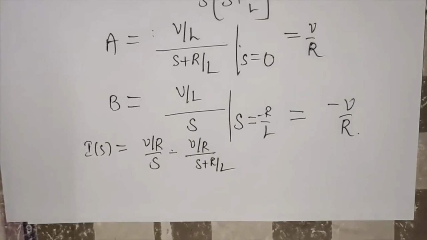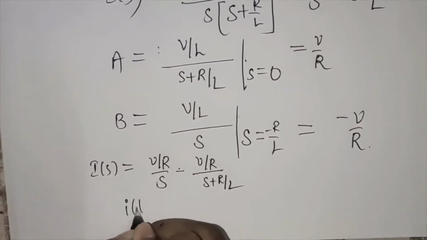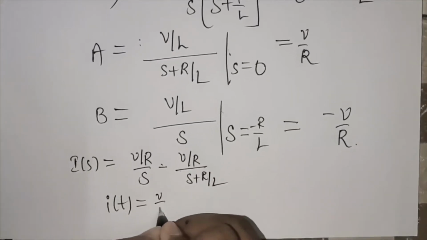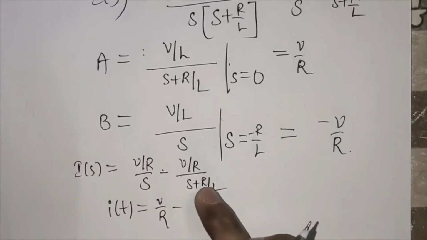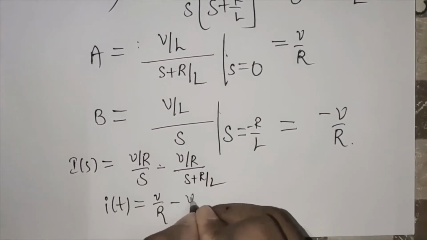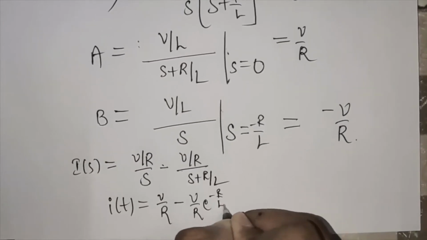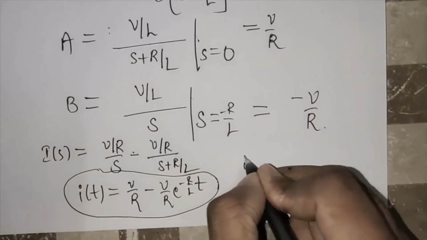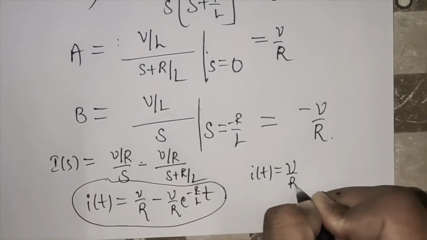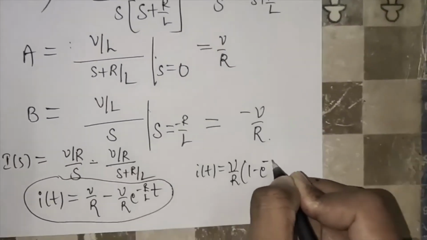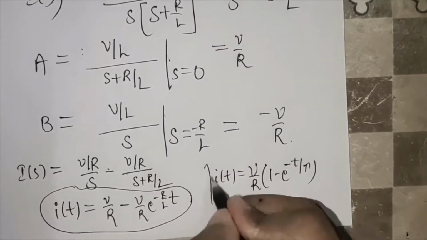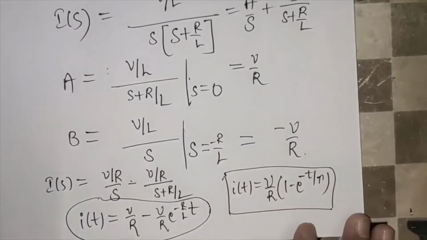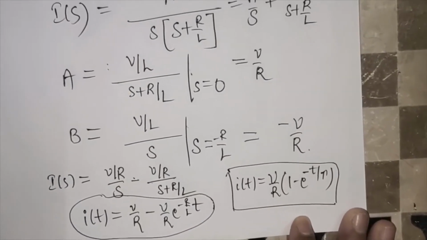So applying inverse Laplace transform, I(t) is equal to, the inverse Laplace of 1/s is 1, so it is simply V/R. Inverse Laplace of 1/(s plus a) is e power minus at, that is V/R into e power minus R/L into t. So this again I can write as I(t) is equal to V/R into (1 minus e power minus t/tau). So this is the derivation of the expression for complete response of source driven RL circuit using Laplace transform.